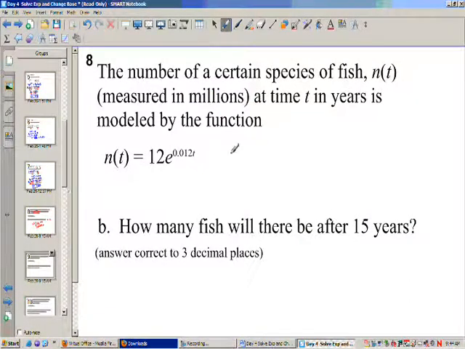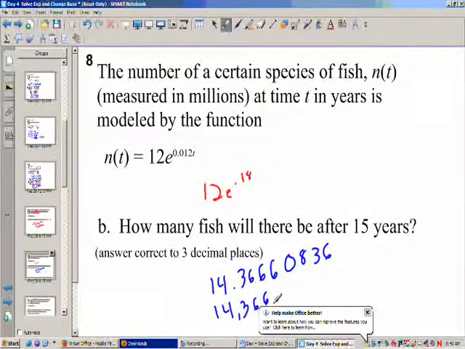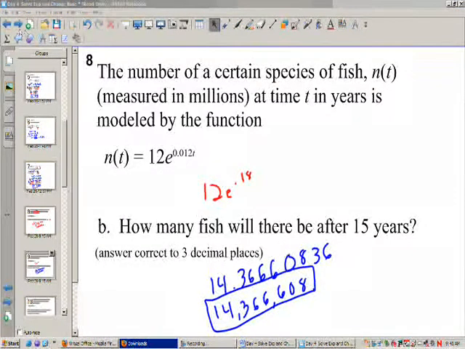How many fish will there be after 15 years? Well, I just plug in a 15 here. So I take 15 times 0.012. I get 0.18. And then now I have 12 times e to the 0.18. Now there's a nice e button on your calculator when you hit second natural log. And if I could just type that all in at once, I'd get 14.3666, so that's 14 million, 14,366,608. Now it says round to 3 decimal places. I think they're just talking right here, 14.367 millions. But since we have the numbers, might as well write it all out.